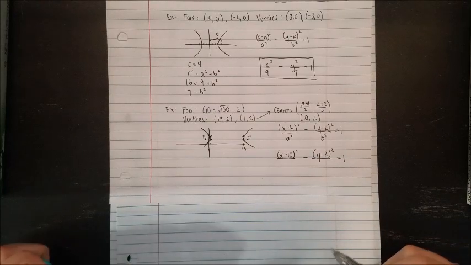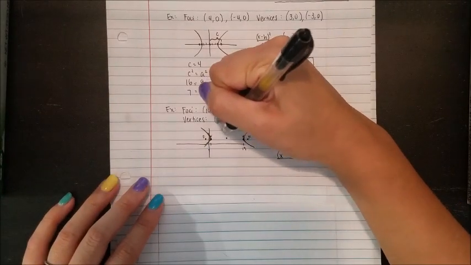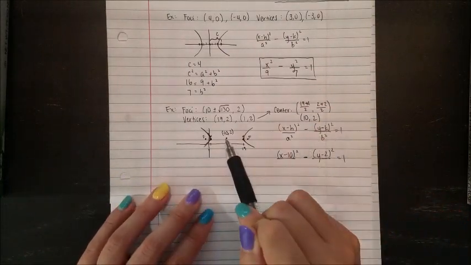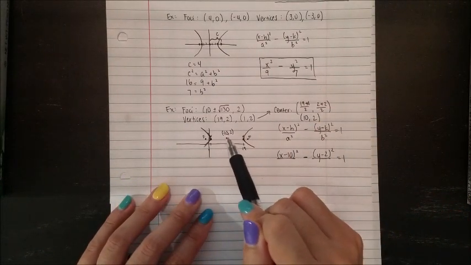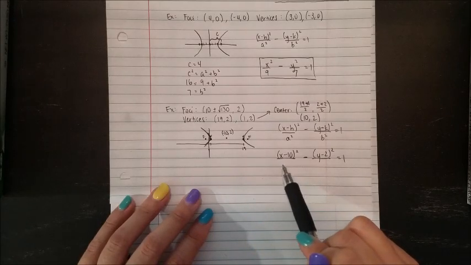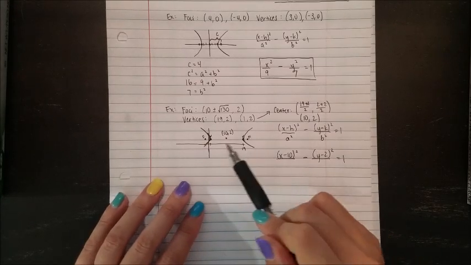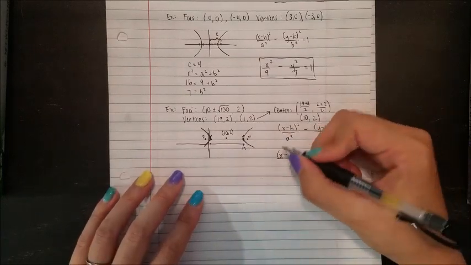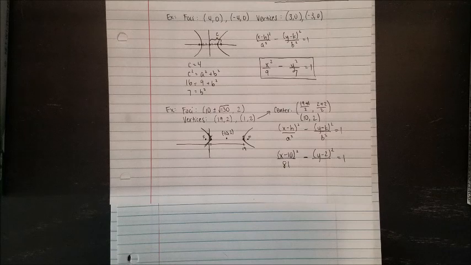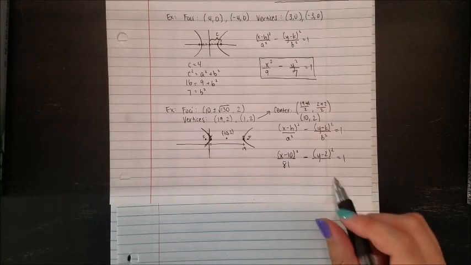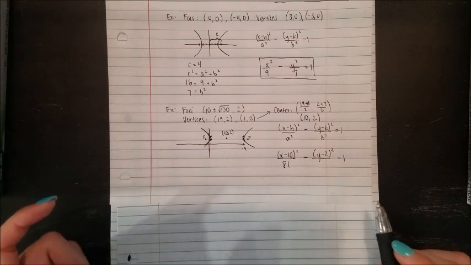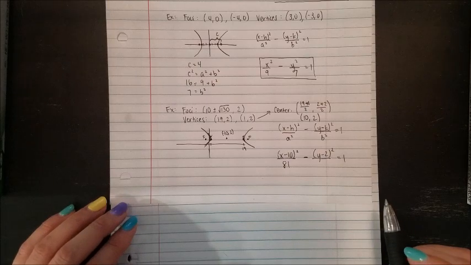And then from my center at 10, comma 2, I need to figure out how far I moved left and right to get to my vertices, because that'll be my a squared, the number under the x's, because I'm moving left and right. So from 10 to 19, that looks like I moved 9. So squaring that, I get 81. And then same thing as before, I just need to figure out my b squared, so I can use my foci to figure out what b squared is going to be.